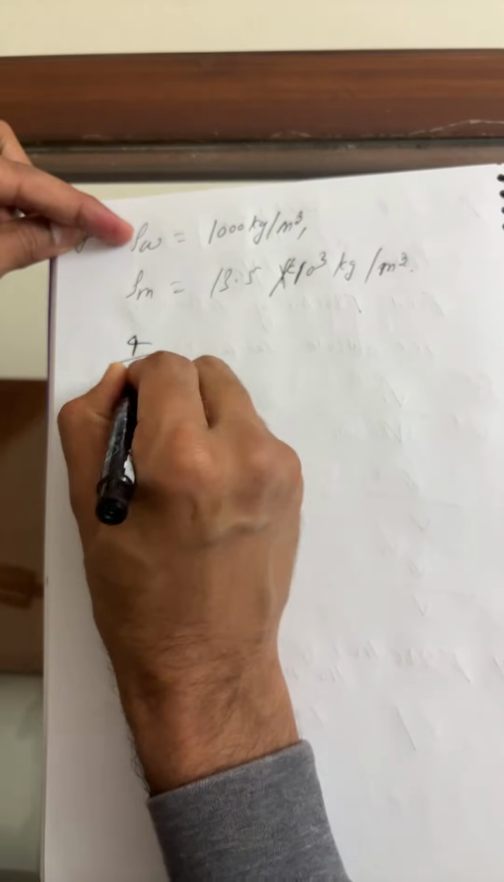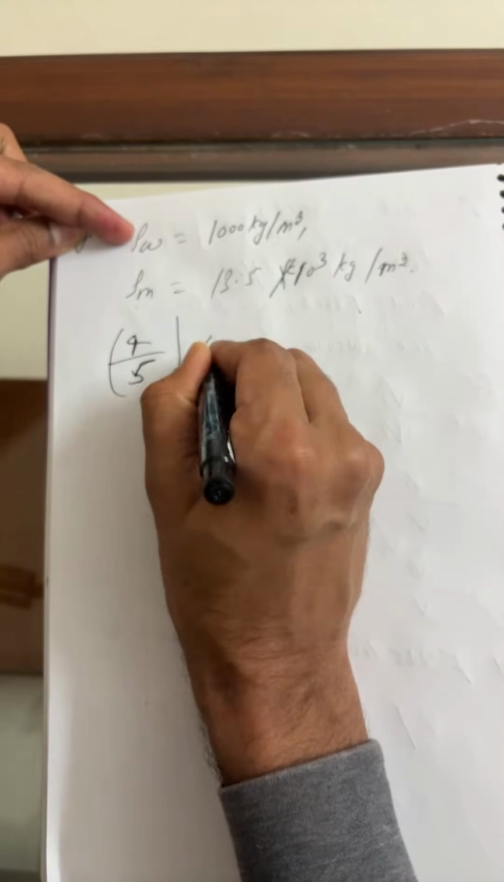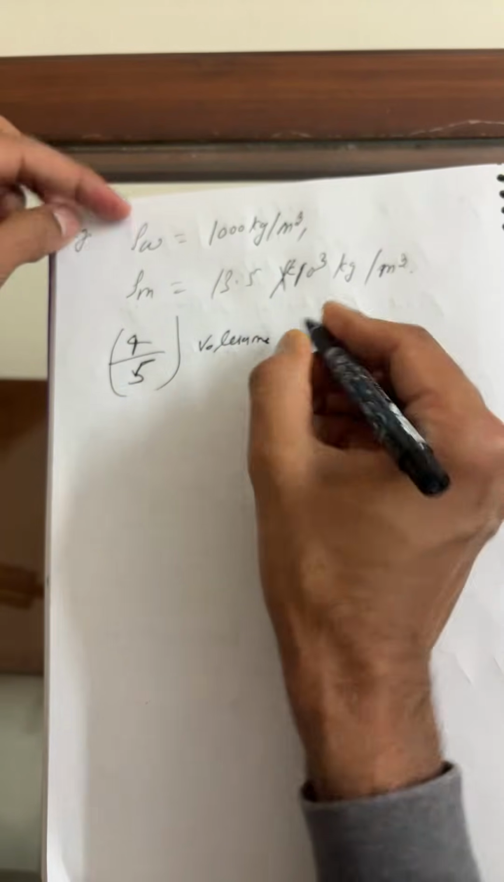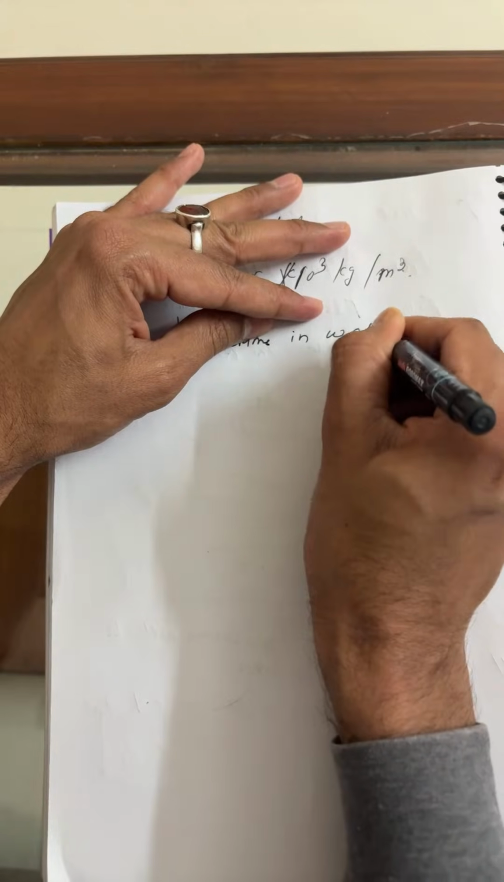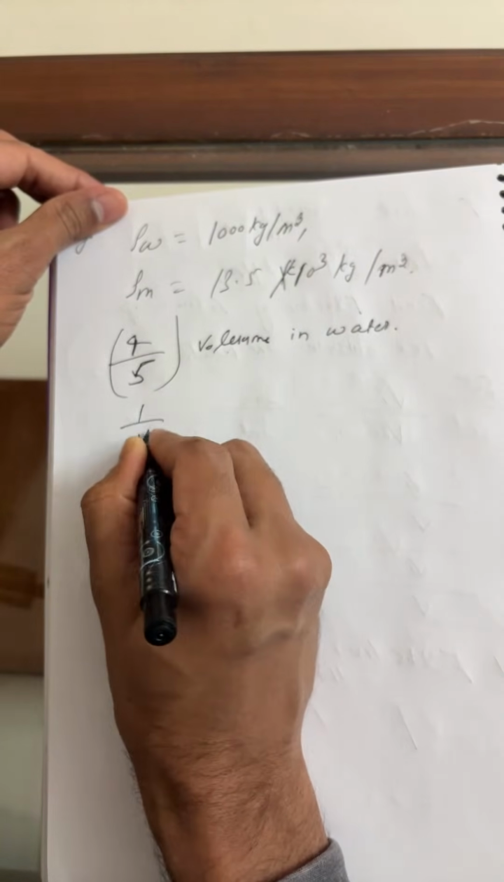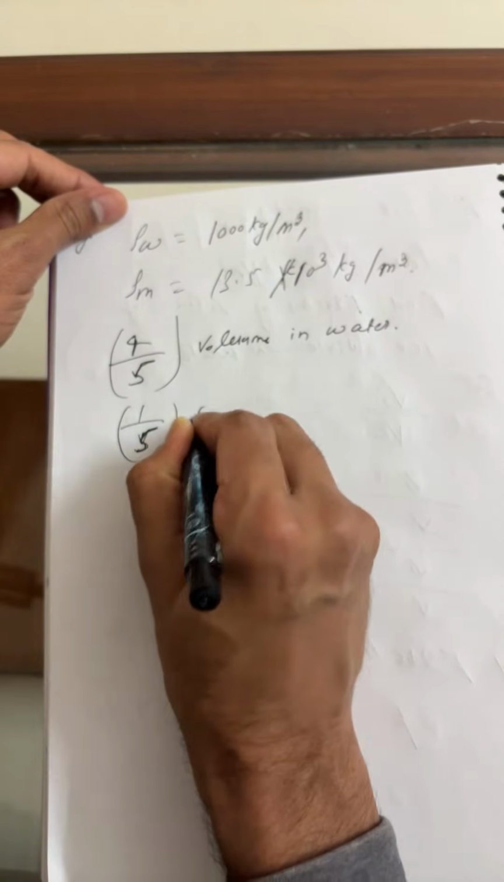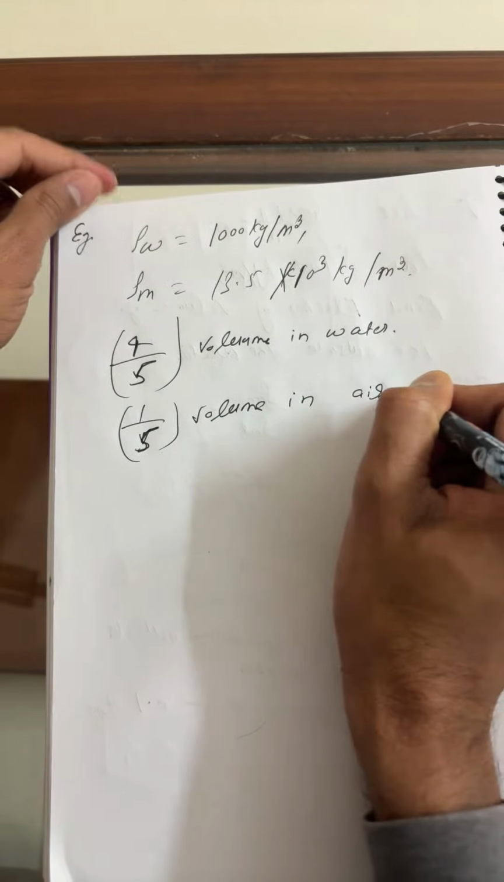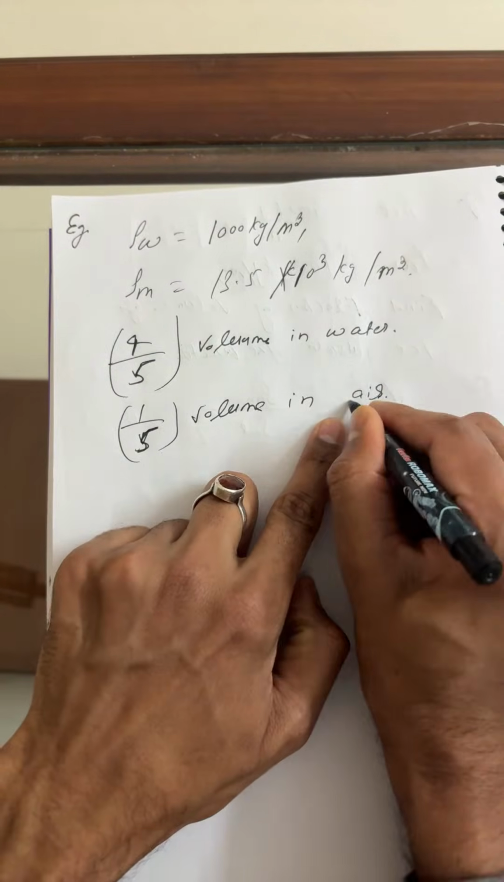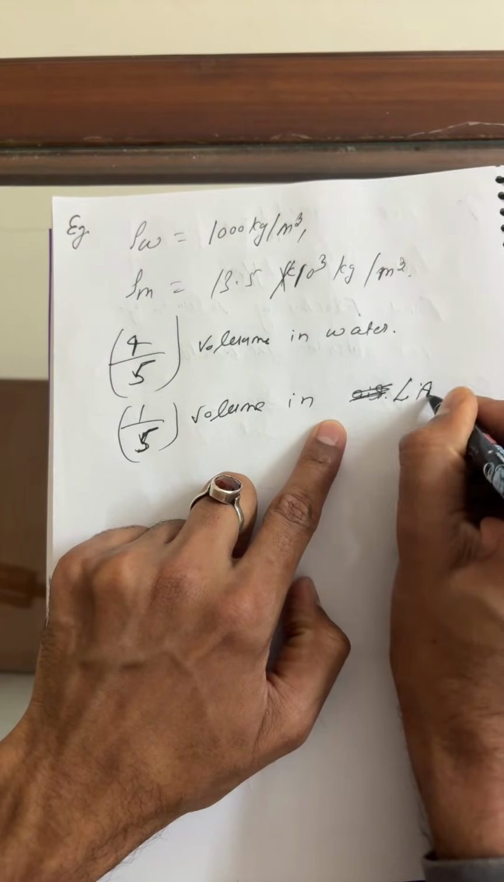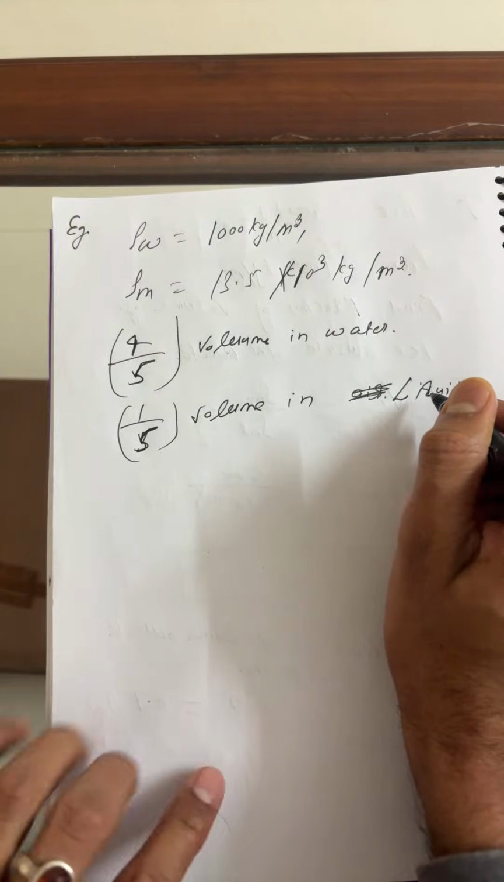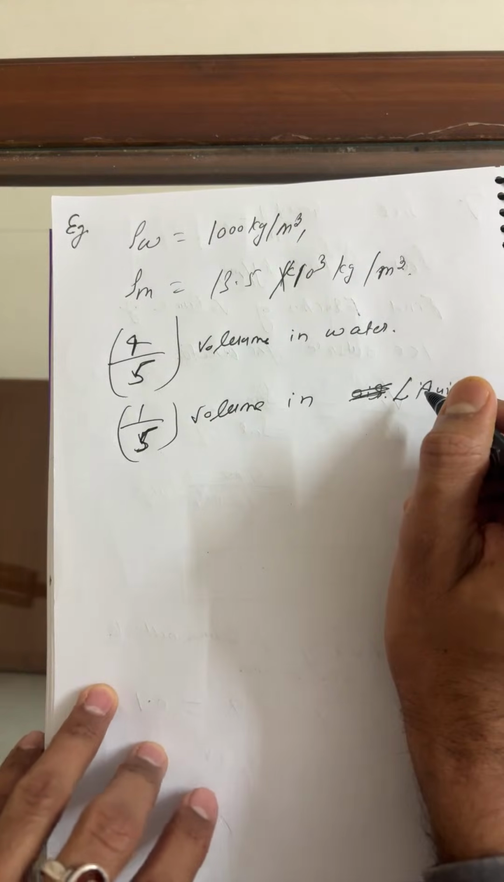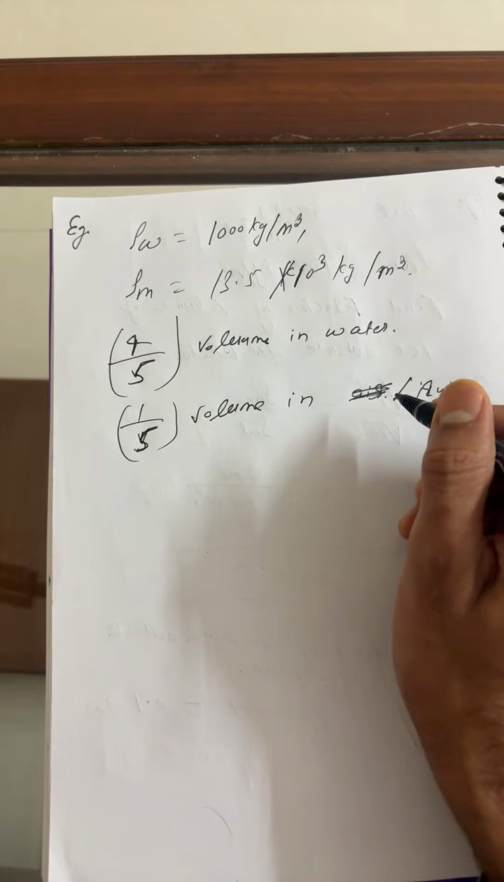Such that 4/5 volume is in the water and 1/5 volume is in the liquid. What does it say? 4/5 volume in water, and 1/5 volume in the liquid. Find the density of metal.